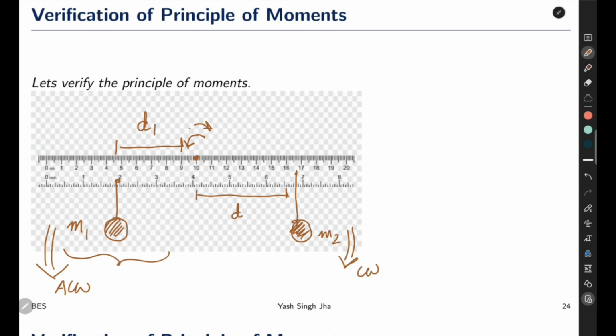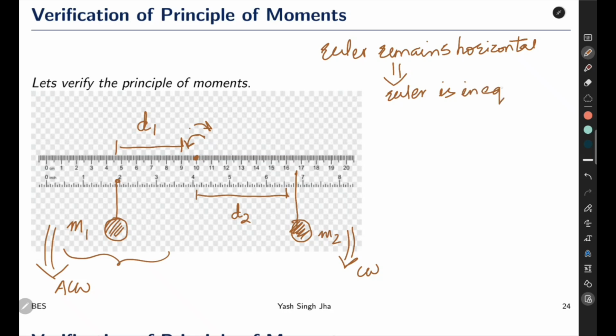So we want to place m1 and m2 at such distances d1 and d2 such that the ruler remains horizontal. What does it mean that the ruler is in equilibrium? How do I verify it? By doing the experiment, we will find out that the moments are equal and opposite.